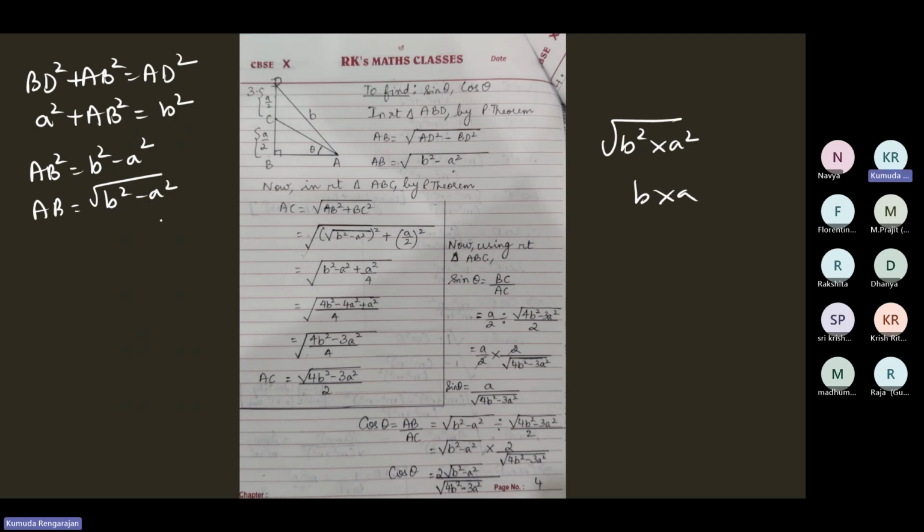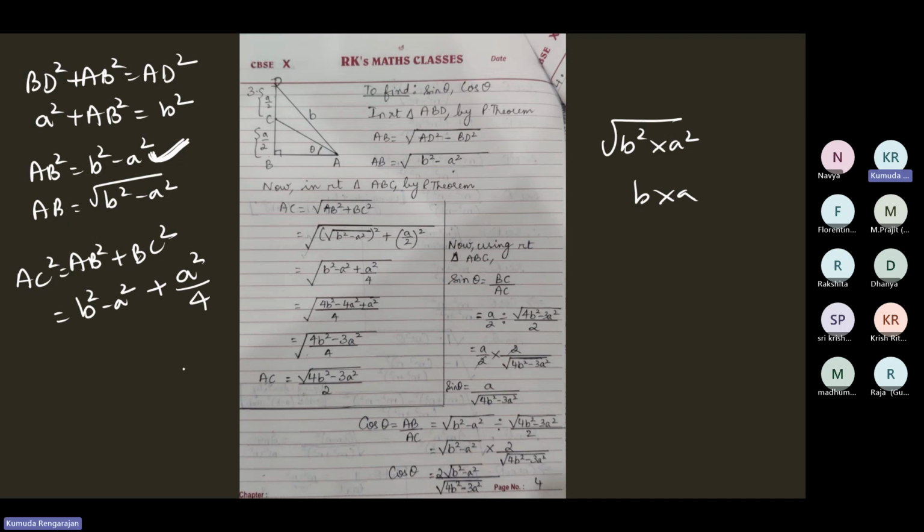After finding AB, now we need to find, in that little triangle ABC, AC. So AC square is equal to AB square plus BC square. AB square, children, you have here. You can take this straight away. So B square minus A square plus BC square. BC is A by 2. So A by 2 the whole square, A square by 4.